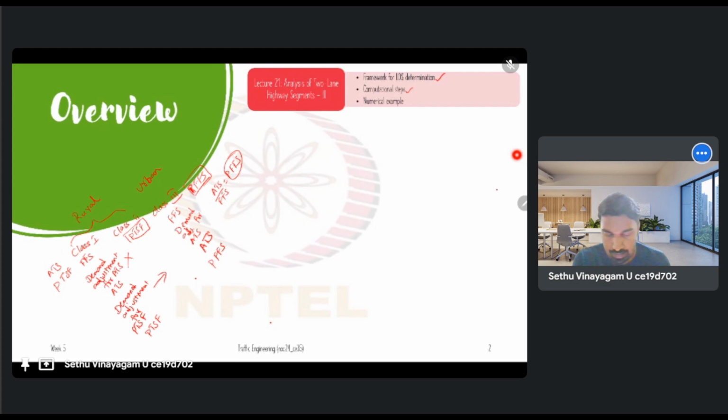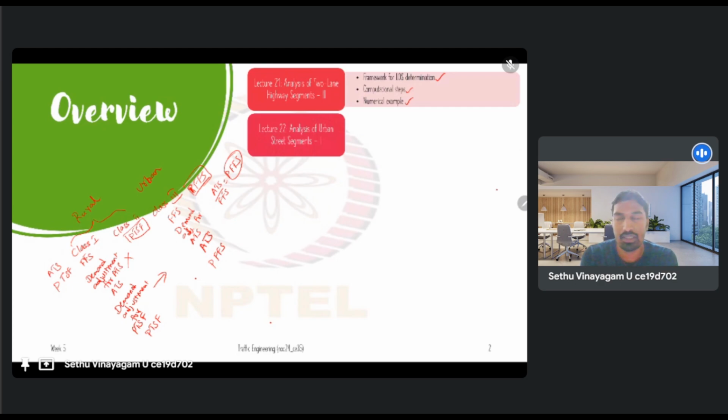We looked at detailed computational steps, and then finally we looked at some numerical examples as well, for analyzing these two-lane highways. So then in the second lecture, we moved on to looking at urban street segments, right? So till now we were looking at highways, multi-lane freeways, and two-lane highways. Now we are moving into urban street segments, right?